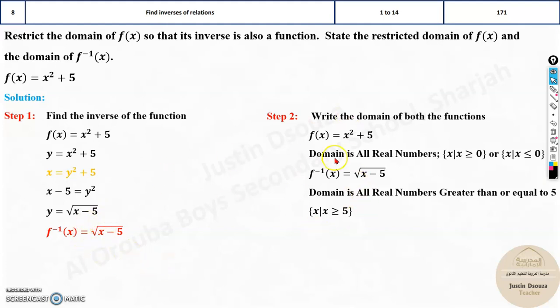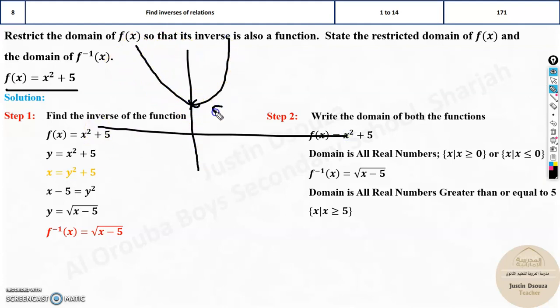But what about the domain and range? Do I need to find the domain for this or this? Now they have asked only the domain, so it's simple. The given function you need to understand thoroughly and write the domain and range for this. What is the given function? Here the given function is a parabola, and since it's plus 5, this point is 5. The domain for a parabola is always all real numbers.